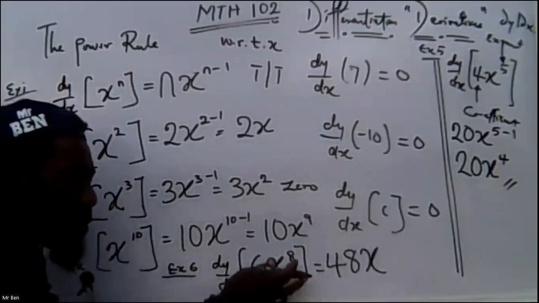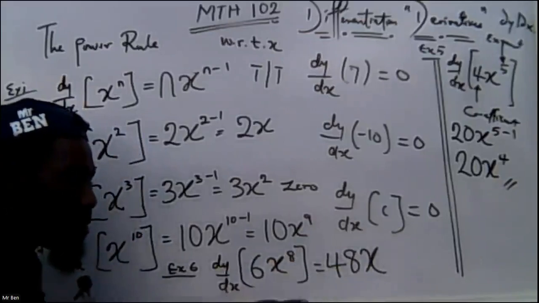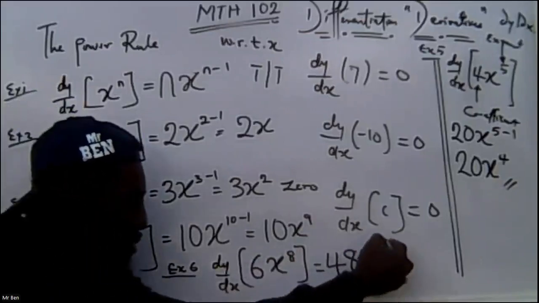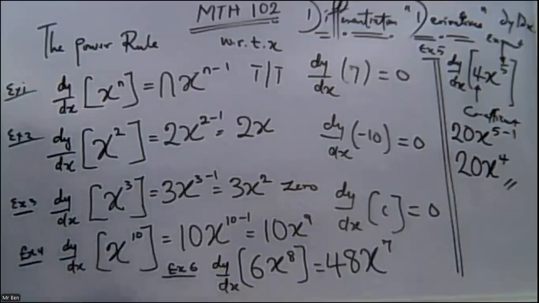We are going to subtract 1 from this 8. Subtract 1 from 8. It will give us what? 7. So that's the final answer. Please, let's write it down.